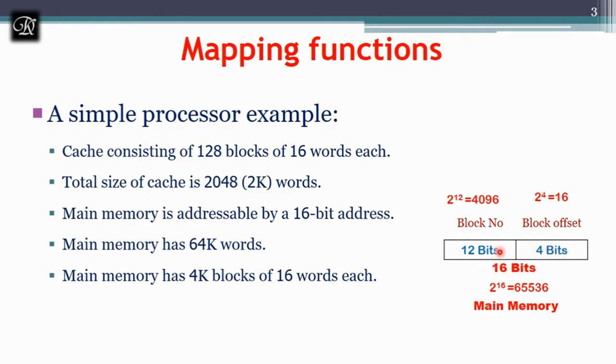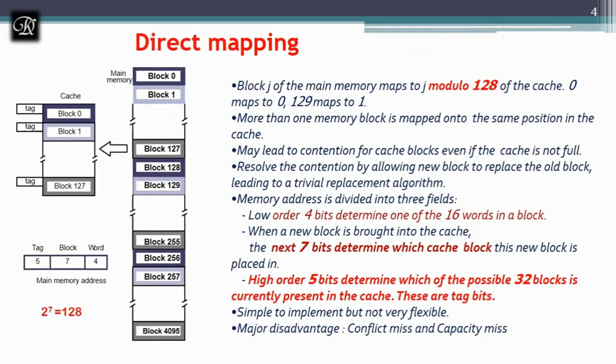And how am I going to recognize the individual block? The remaining 12 bits, that is 4K as I said. 2 to the power of 12 will give me 4K. The remaining 12 bits are used to recognize the block number. 12 bits are sufficient to address 4K and 4 bits are sufficient to address 16 words. Totally, I need 16 bits to address 64K. This is how the given address bits are divided in main memory. Again, in cache, this is going to vary from one mapping function to another. The first and the easiest mapping function is direct mapping.